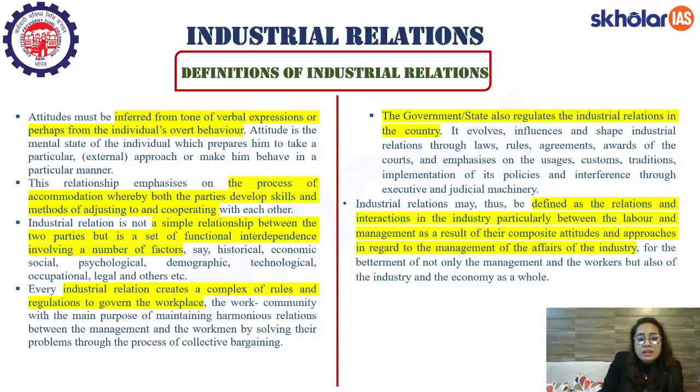Then every industrial relation creates a complex of rules and regulations to govern the workplace. So there are certain kinds of complexes that govern a certain kind of place. The work community has the main purpose of maintaining harmonious relations between management and the workmen by solving their problems through the process of collective bargaining. So when unions come forward with certain kinds of demands, then there should be collective bargaining where both the parties land up in a situation where they both can say that we both win.